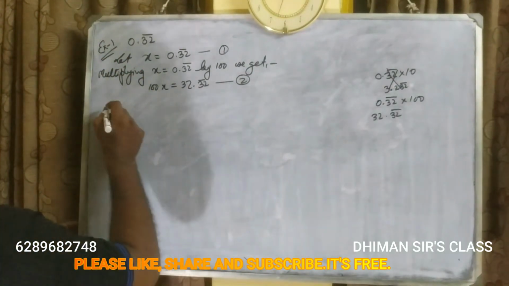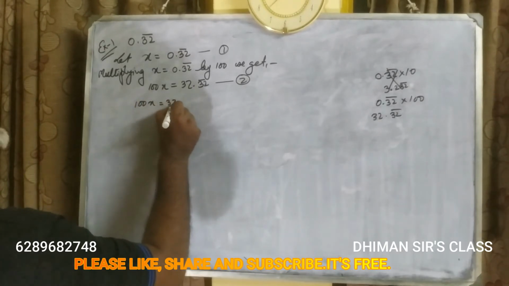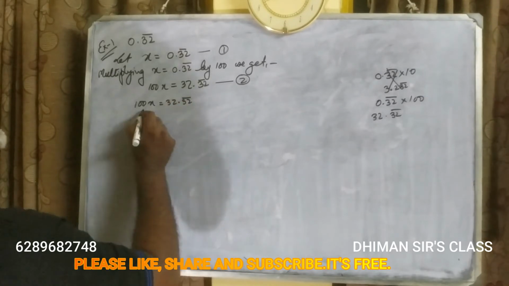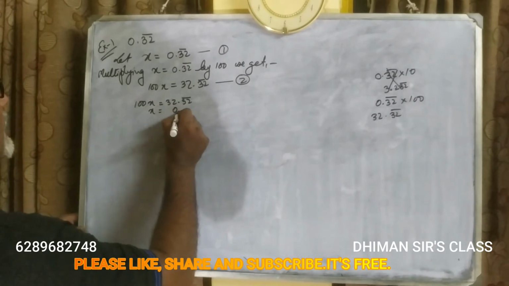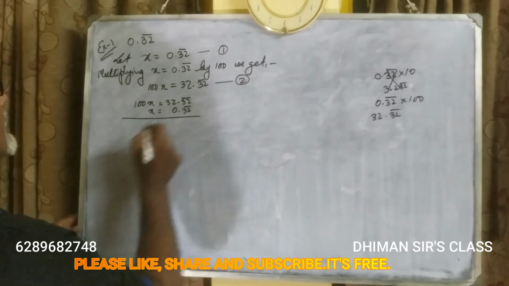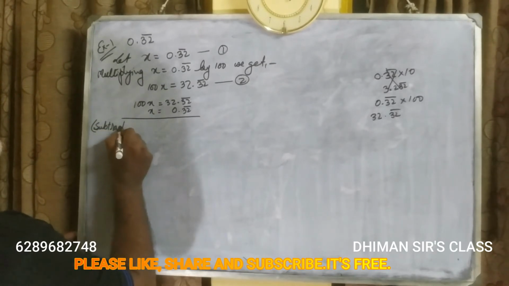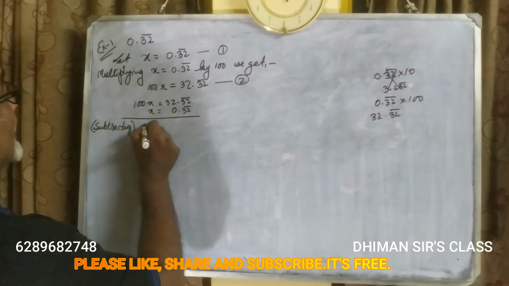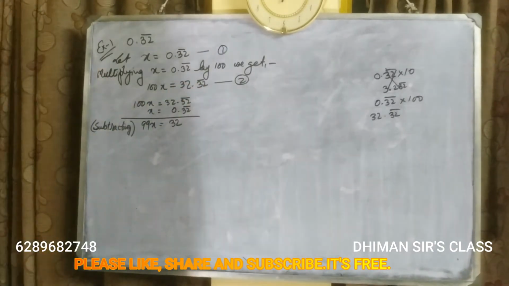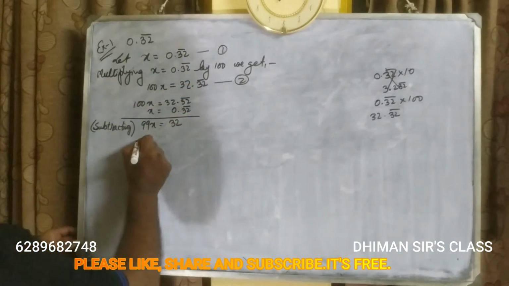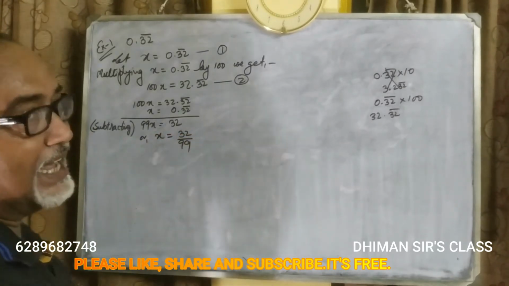2. Now you will say this one is bigger. So 100x is equal to 32.32 bar, and this equation number 1 is x is equal to 0.32 bar. What we will do, we will subtract. We are subtracting. So it becomes 99x is equal to 32. This is gone. 0.00. Or x is equal to 32 by 99.